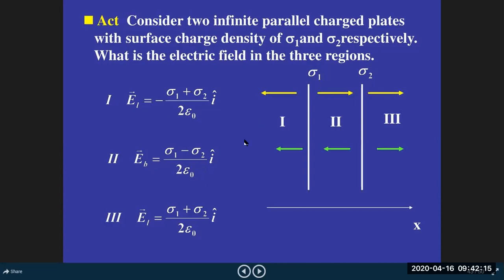And on either side, the electric field will be non-zero. Here sigma 1 equal to sigma and sigma 2 equal to sigma. So sigma plus sigma, 2 sigma, gives sigma upon epsilon naught into i cap. So on the left side, the electric field will be minus sigma upon epsilon naught into i cap. And on the right side of the parallel plates, it will be plus sigma upon epsilon naught i cap. But in between the two plates, it will be 0.